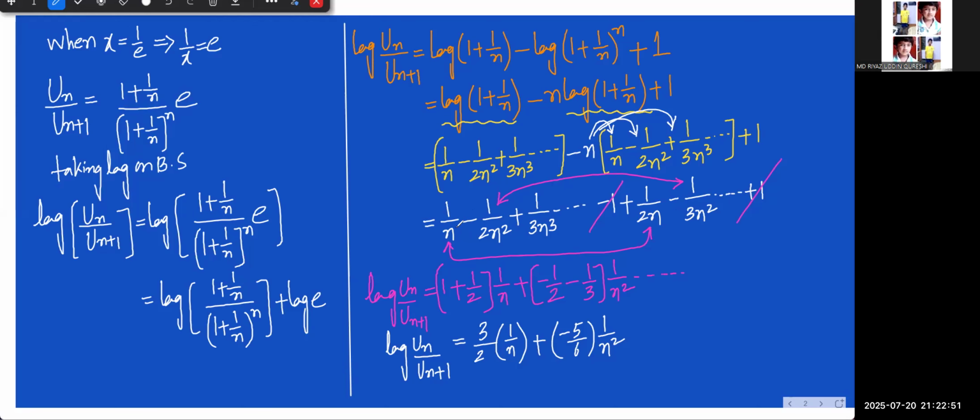So your doubt sir, is 1/n we are taking common, so here 1 is left, here 1/2, 1 + 1/2, and then taking 1/n² common means here -1/2 left, here -1/3 left. So these two values added, these two values also added. Now moving to the next step, that is multiply n on both sides: n times log of un/un+1 is equals to, if you multiply with n, you will get 3/2 into 1/n.